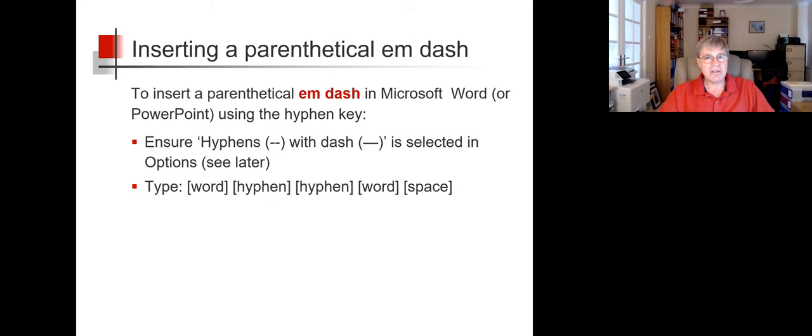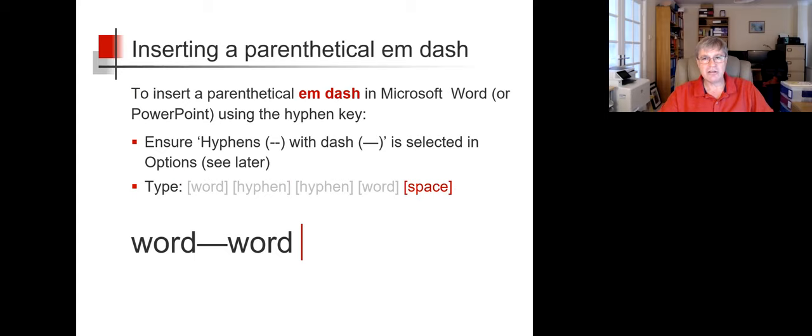To insert a parenthetical M dash by using the hyphen key, type word hyphen hyphen word space, like this. And the hyphen, or both hyphens, are converted to an unspaced M dash. I'll repeat this. And this transition happens instantaneously.